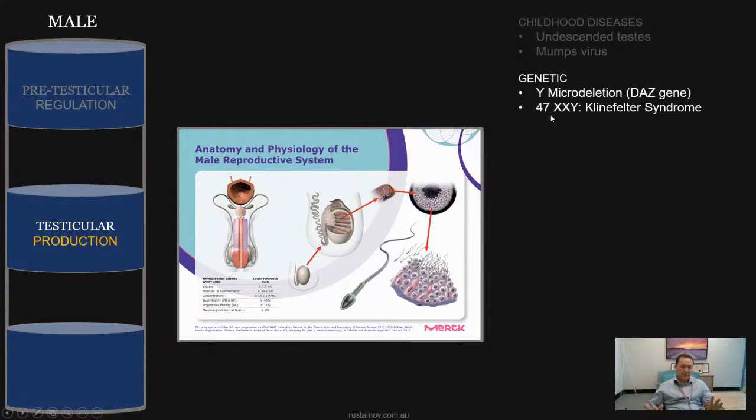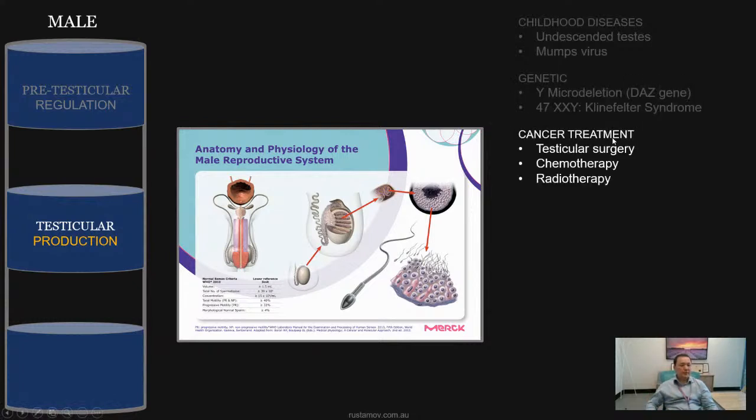The normal set of chromosomes in men, as you know, is 46XY. In patients with Klinefelter syndrome, they have one extra chromosome. These conditions are not very common, but in patients with severe azoospermia, which means they don't have any sperm, we certainly need to investigate for these causes.